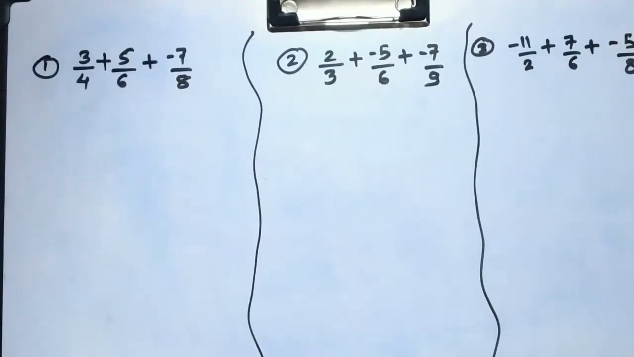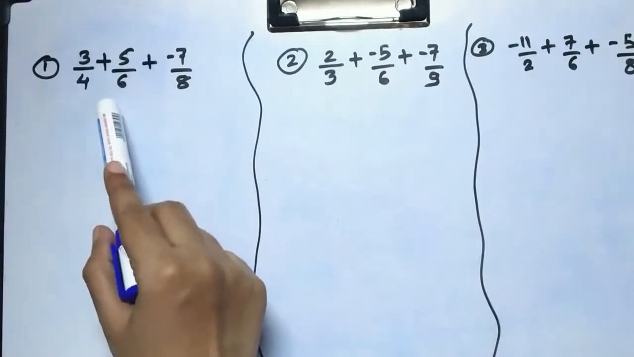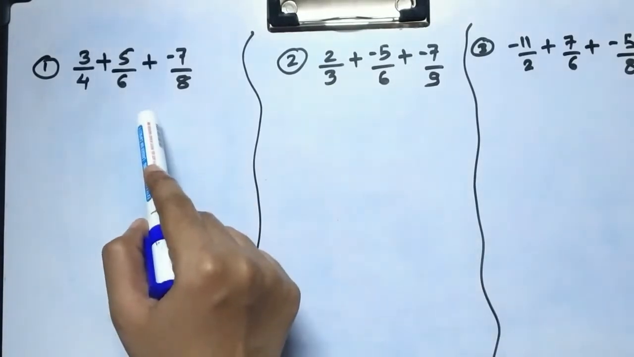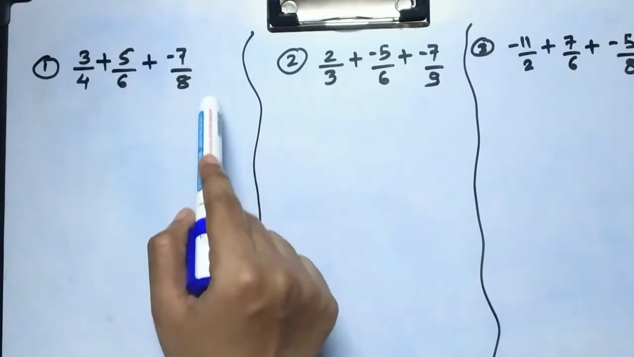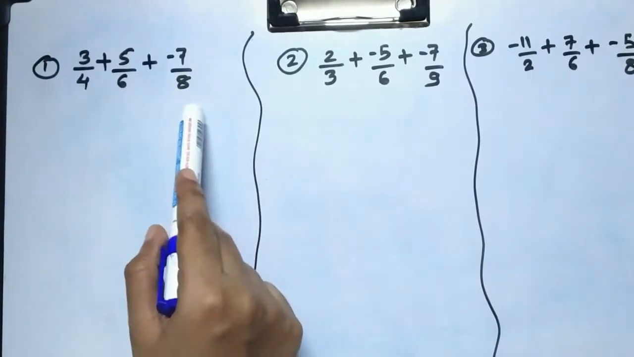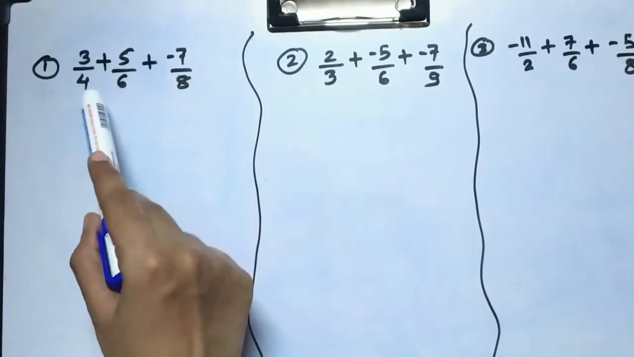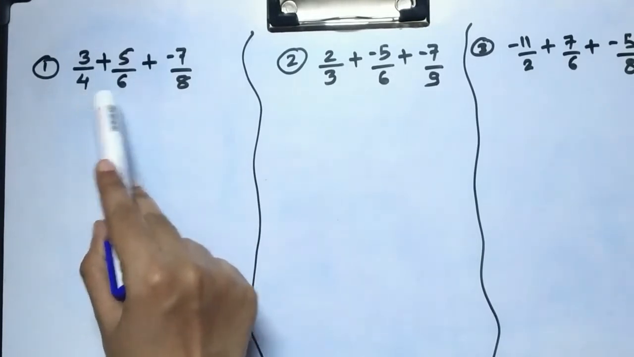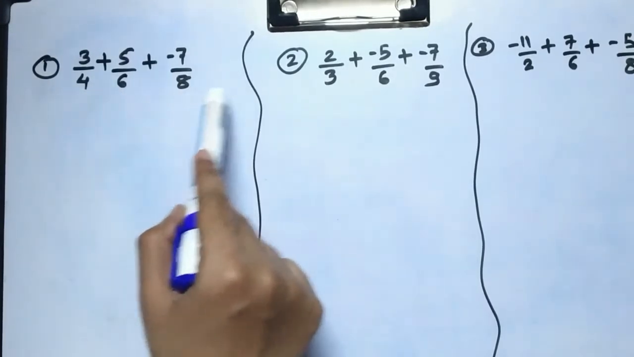Welcome back, dear students. Today we are going to perform addition and subtraction of rational numbers. So let's perform it. Here we have the first problem: 3 by 4 plus 5 by 6 plus minus of 7 by 8. These rational numbers we need to add up. First of all we observe that 4, 6, 8 are three unequal denominators.